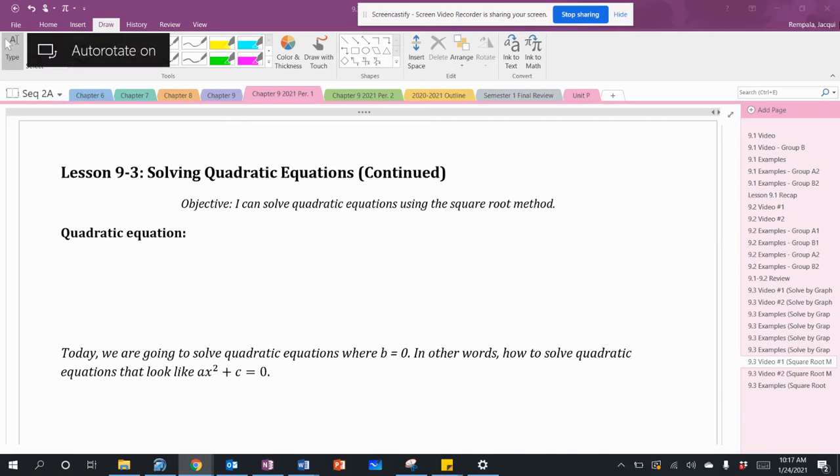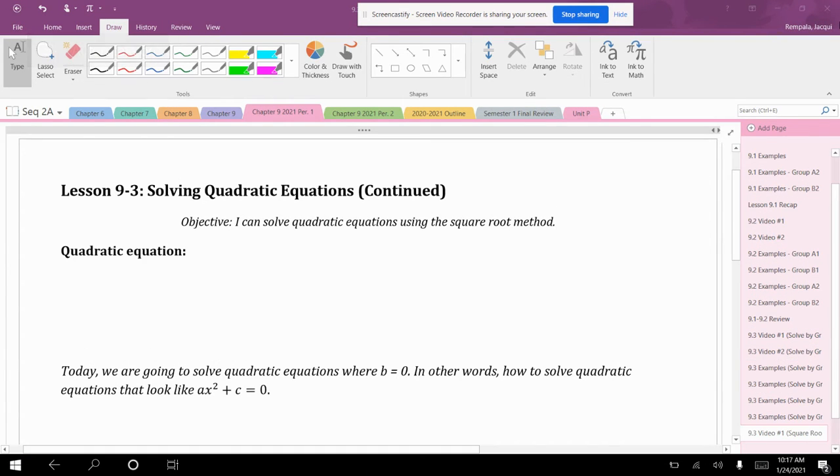Today we are going to be looking at lesson 9.3, which is still solving quadratic equations. However, today we are going to solve quadratic equations using the square root method. So let's review what a quadratic equation is.